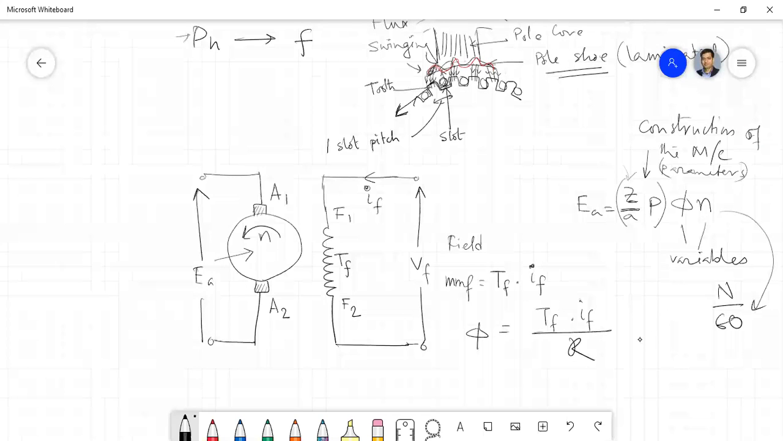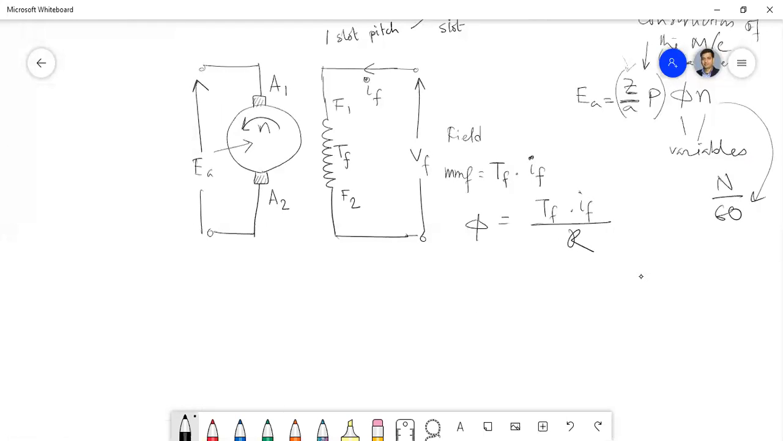Now, so this is the basic notation of a DC machine. I think you have understood this point, and we can vary this voltage by two things. We have speed and we have flux. If we vary the speed, the voltage will vary. If we vary the flux, the voltage will vary. So that means here we have two independent variables, flux and speed, and only one dependent variable, that is the induced voltage. Is that clear?